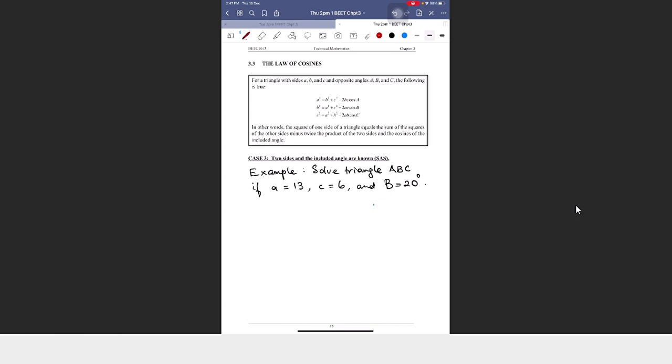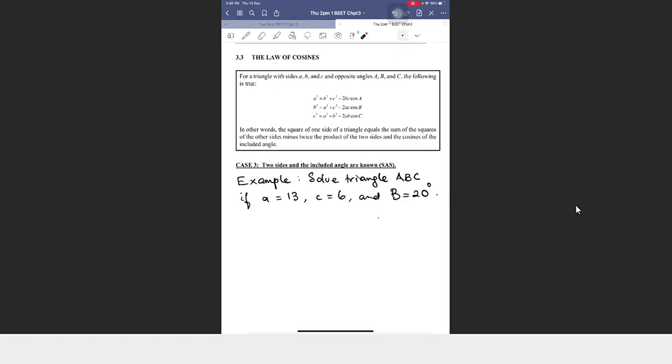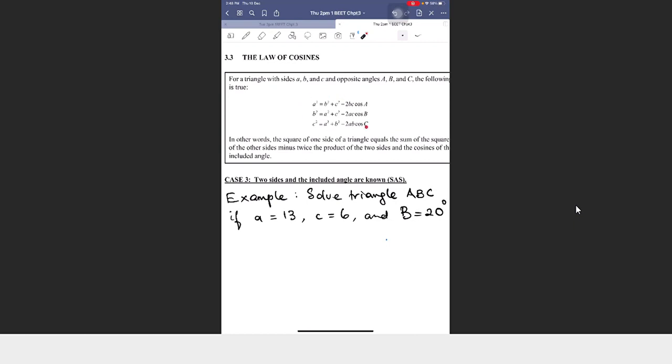So case 3 and case 4, as we said, will be using the law of cosine to solve. Law of cosine is straightforward. I hope that you are already familiar with this type of formula for the law of cosine. It is still about oblique triangles, but this time the triangle given is what we call side angle side.